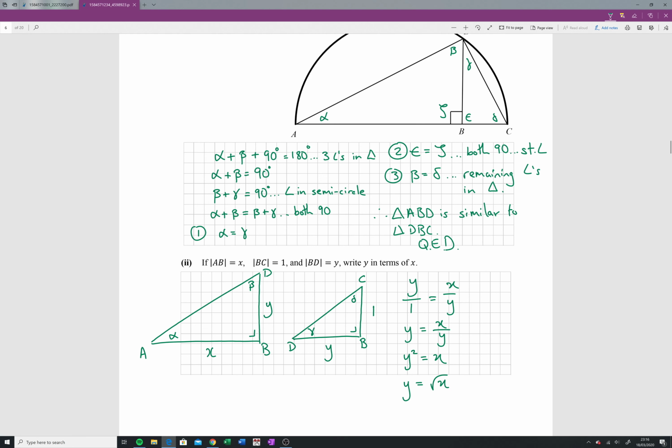So what I would say to you is, it's relatively straightforward. I know these are leaving cert questions. They could absolutely appear in the junior cert and not be out of place. As far as I'm concerned, I'm happy enough that we've done similar triangles. You should be able to do one now yourself.